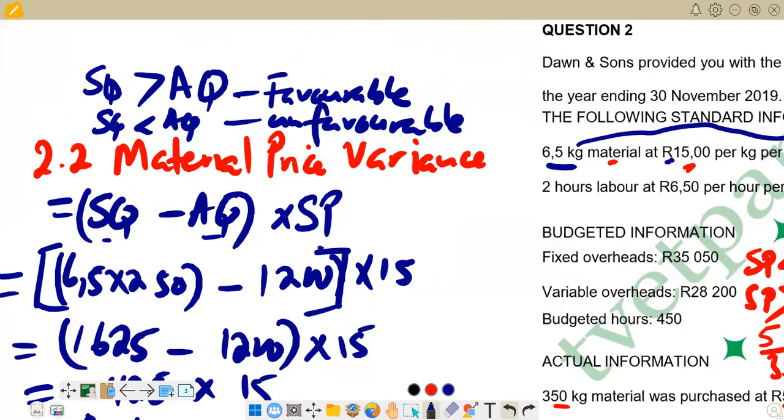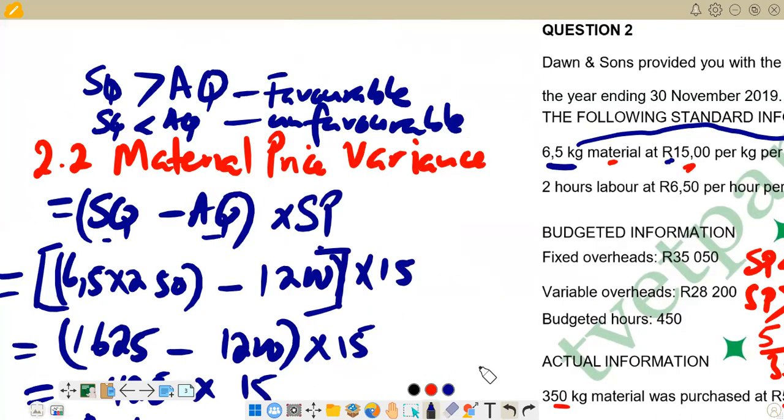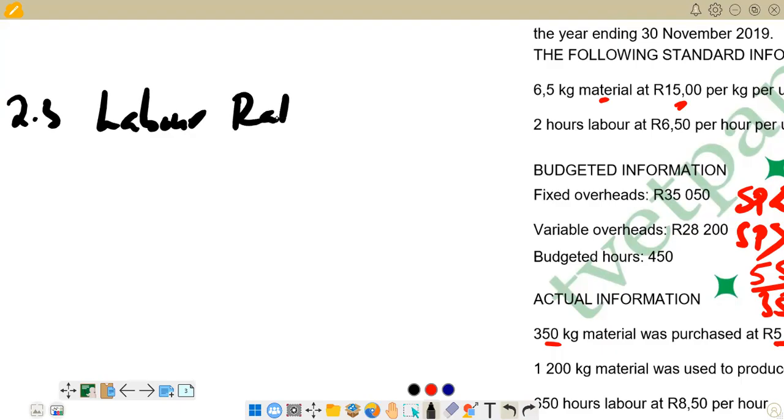Then we check the next question. The next question is the labor rate variance. This is now 2.3: labor rate variance. Let's see what we have there. We put down our formula first for the labor rate variance.